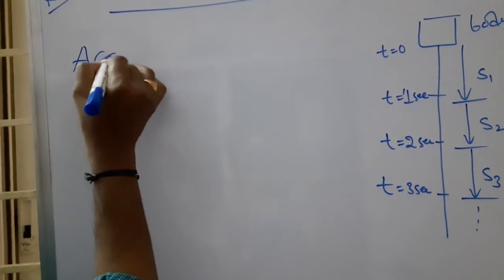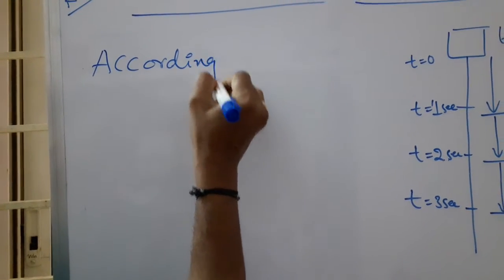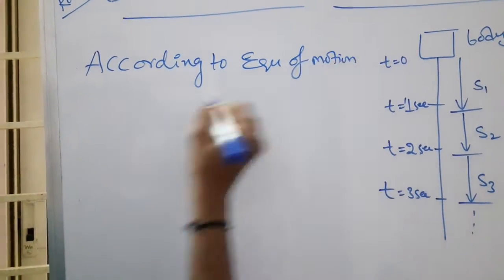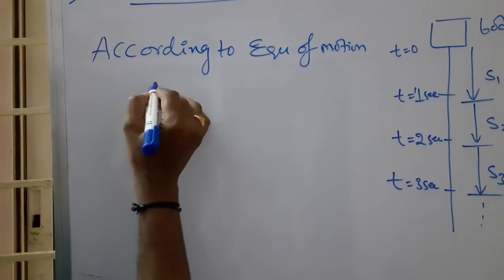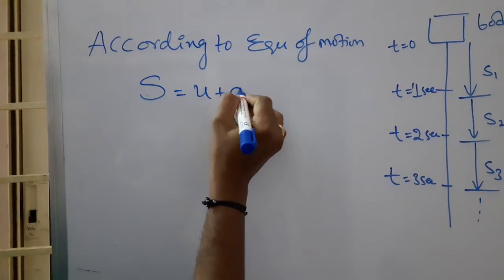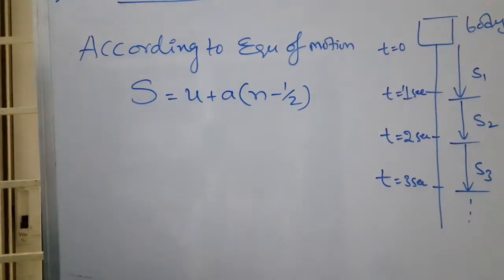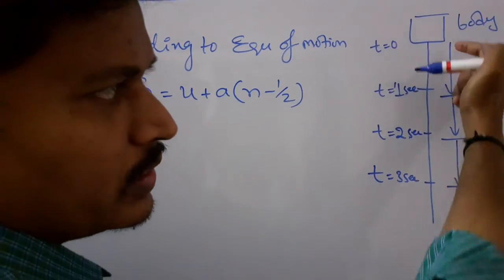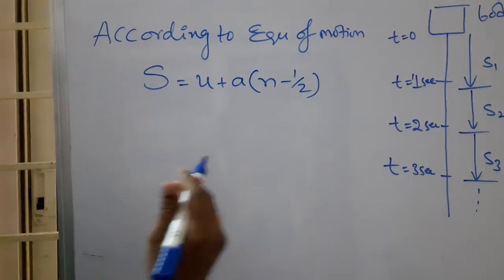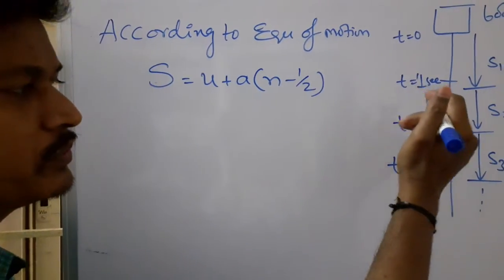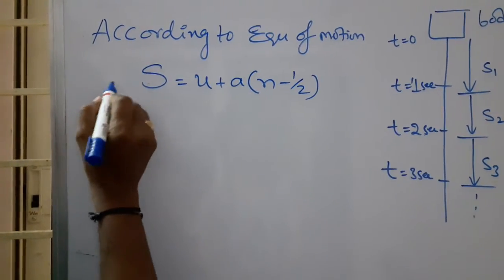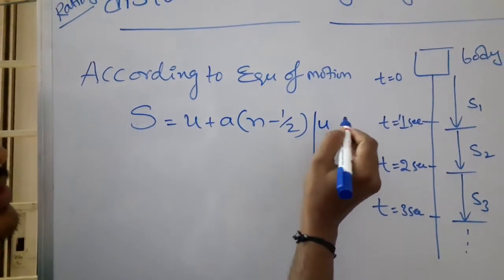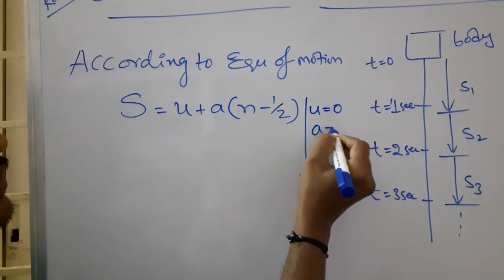So according to this equation of motion, S is equal to u plus a into (n minus 1) by 2. This is the equation which is used for distance covered in the successive intervals, that is 0 to 1 and 1 to 2, and so on. For a freely falling body, the conditions are u = 0, a = +g.